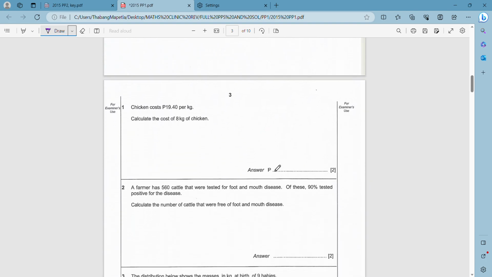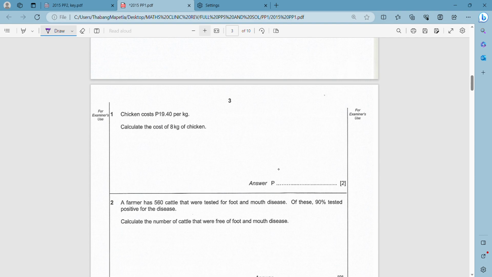So question number 1 says chicken costs 19 pula 40 thebe for 8 kg. So calculate the cost of 8 kg of chicken. It takes 2 marks. So then our solution is going to be, let me enlarge a bit. We're simply going to do pure multiplication. So it's going to be 19.40 times 8.